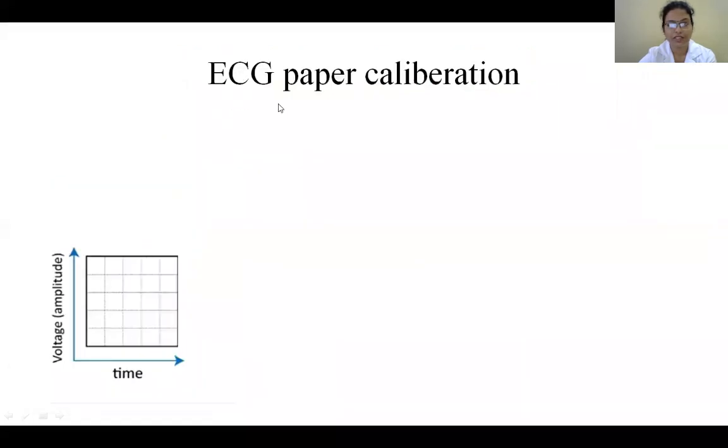So this is the calibration seen in ECG paper. The x-axis corresponds to time and the y-axis corresponds to voltage, which is expressed in amplitude. As we know, on the ECG paper we have big boxes and small boxes. One big square consists of 5 small squares in one row, and in one column, again, it has 5 small squares.